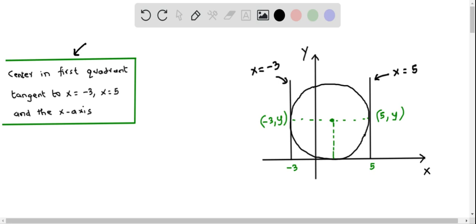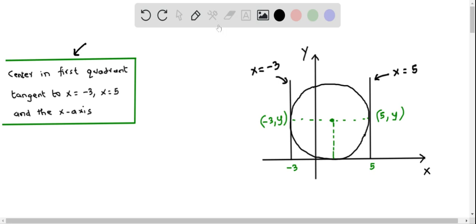So here I have drawn the sketch of the circle with the center in the first quadrant. And for this center, the lines x equals negative 3 and x equals 5 are the tangents, as we can see from this diagram. Also, the equation of the x-axis is y equals 0. So these three lines are tangent to the circle, and we have to determine the equation of this circle.